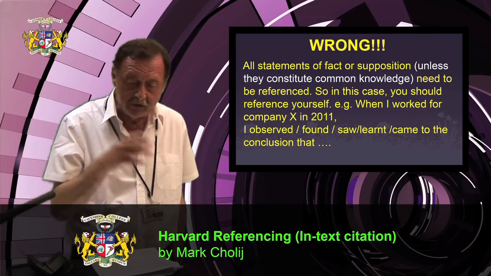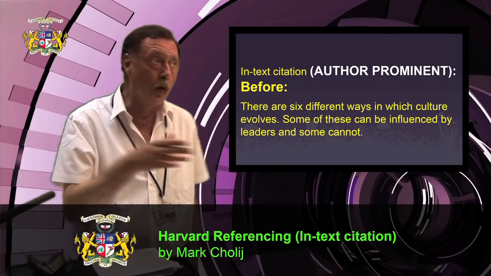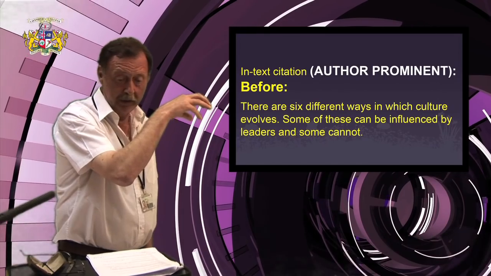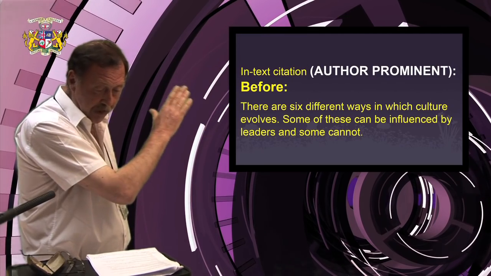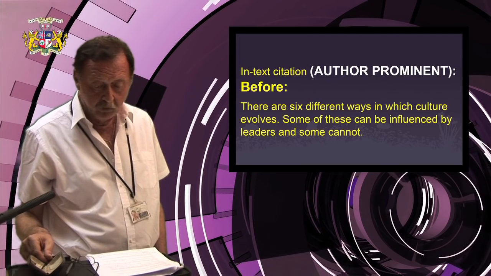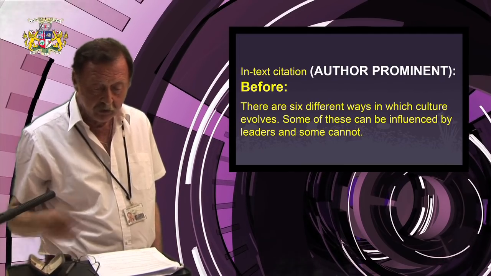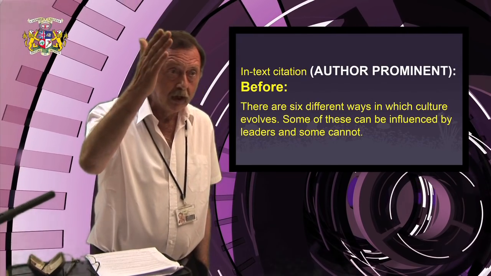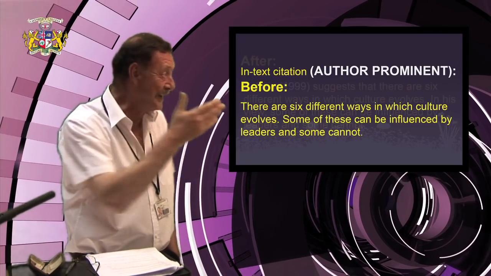Okay, let's now get to the nitty-gritty. In-text citation, author prominent. By that I mean we're focusing on the author. Forget the after for now. Look at the before. I'll read it: there are six different ways in which culture evolves. Some of these can be influenced by leaders and some cannot. Excellent English, brilliant ideas, and you've just failed your assignment. That is an absolute disaster. That is a cut and paste job.